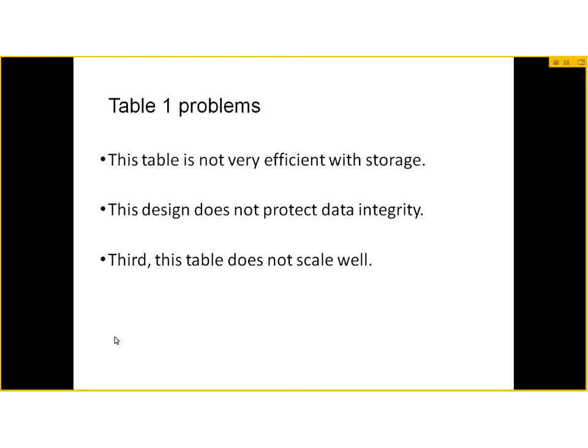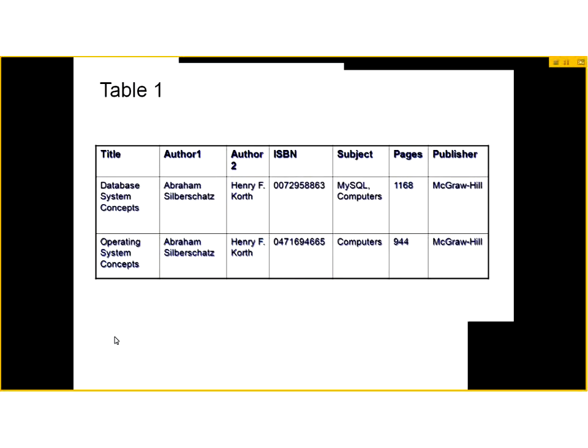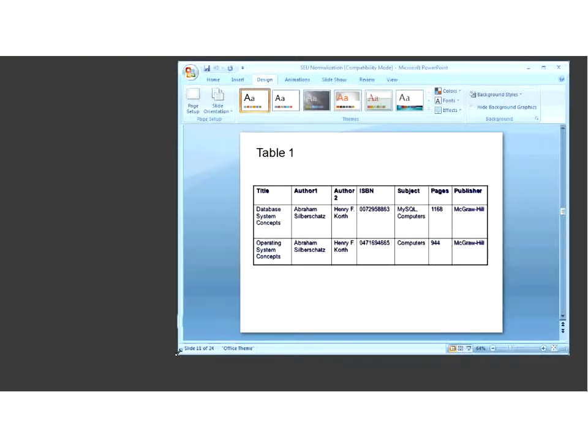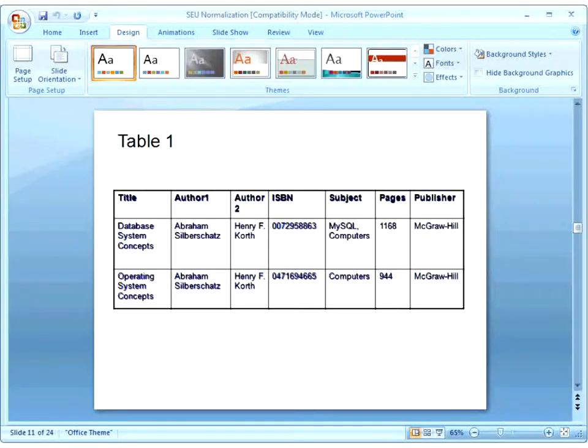Now, this table is not very efficient with storage. If you see this table, and if we talk about first normal form, what problems can you see in this table?